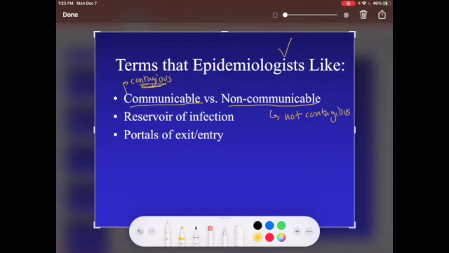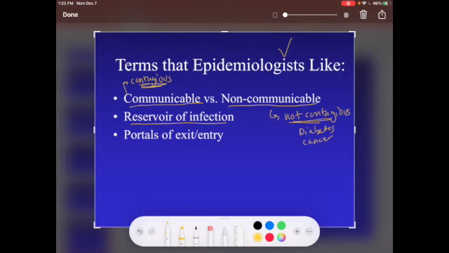But non-communicable diseases are not contagious diseases. Diseases you can't catch from someone, like you don't catch cancer from someone. It is okay to breathe the same air as someone with diabetes. You are not going to catch diabetes from another person. It is non-communicable. So things like diabetes, cancer, and the like.